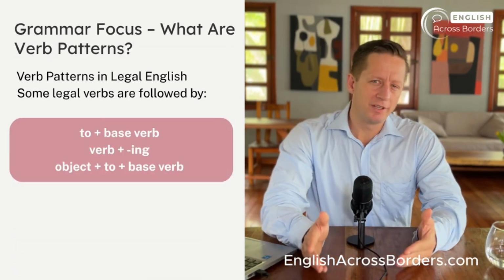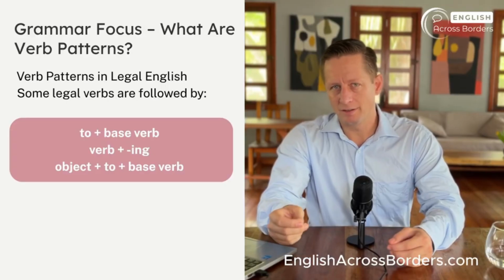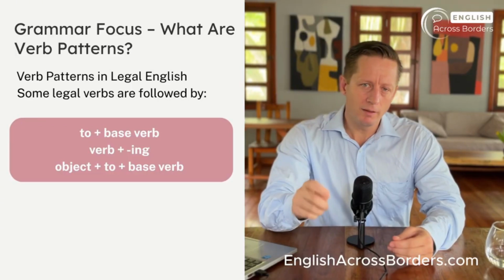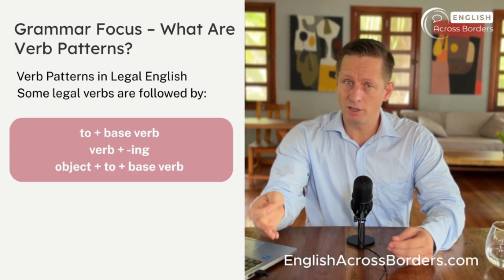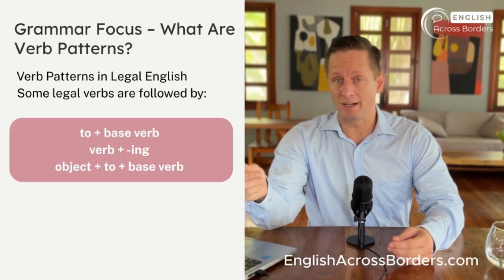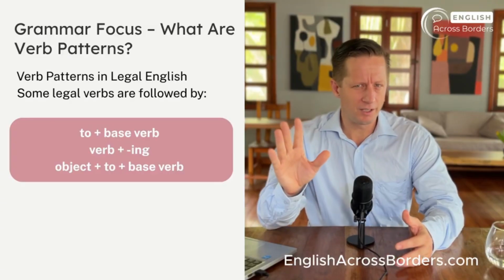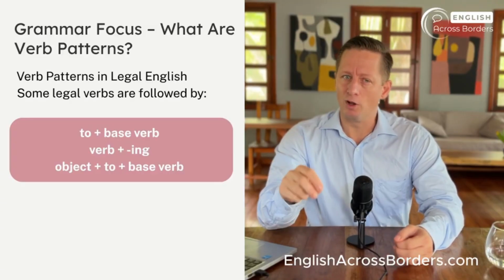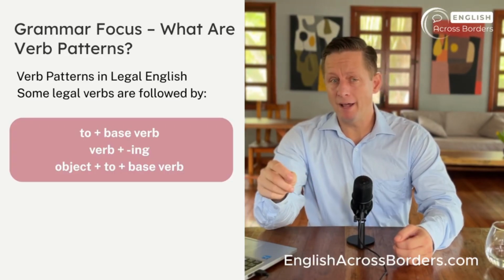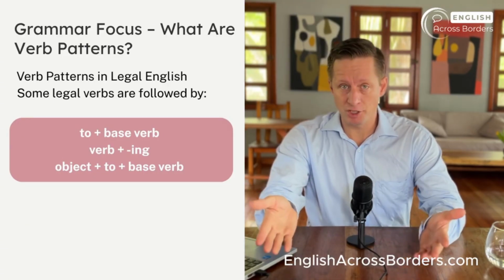Let's talk about something that comes up all the time in contracts and legal conversations. Verb patterns. Now, what do I mean by that? Well, some verbs are followed by a specific structure. For example, you might say, she agreed to sign the contract, not agreed signing. That sounds off. It doesn't sound right. And some verbs follow completely different patterns. In legal English, using the right pattern makes your sentence precise, natural, and professional.